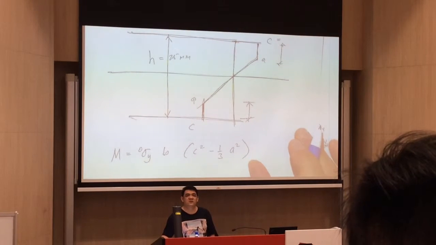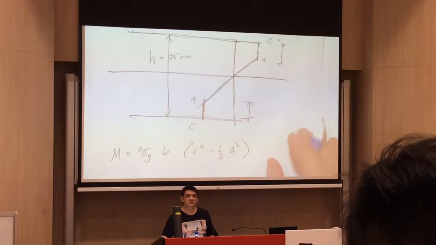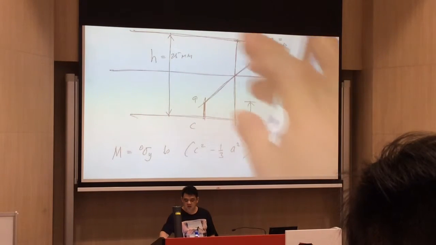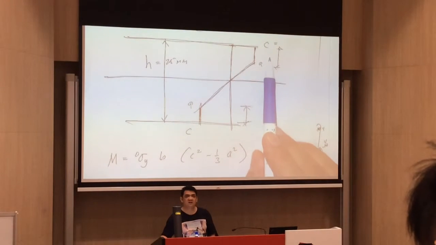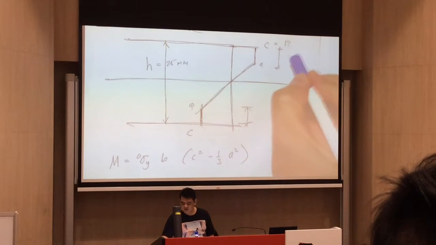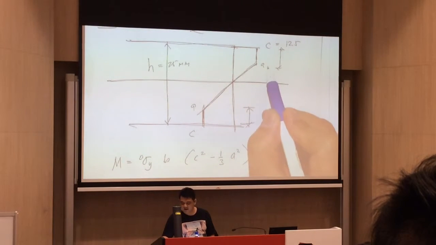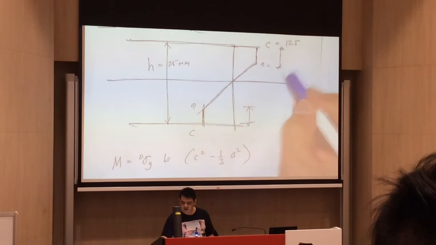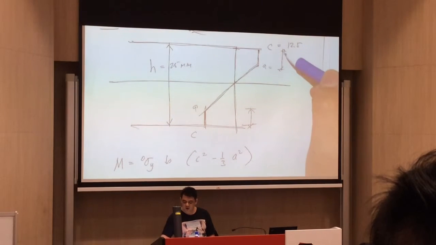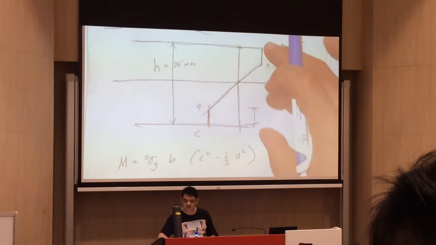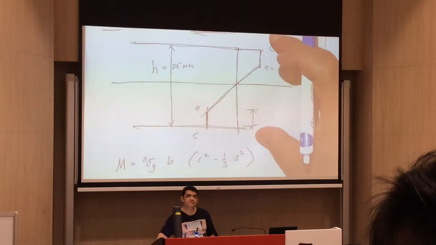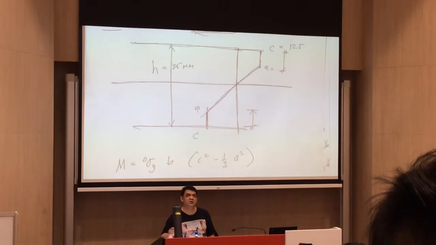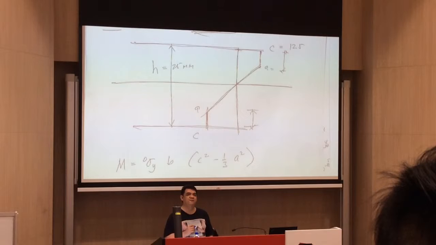So for this problem, what's the value of C? You have your height being 25 millimeters, and then you have your C to be 12.5. And what about A? You're looking at the total for this one to be 20% of this whole height. So 10% each. So if that's 10% each, so that's 2.5.